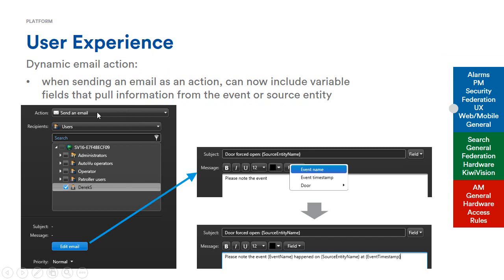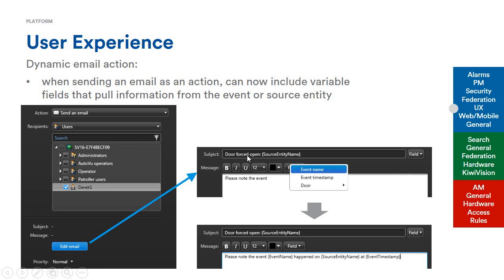So in this case, I'm setting up an event to action. I chose who the email is going to go to. And then here I have an edit email button. So what that pulls up is the subject and the message. We've got a few new graphical things we can do to really accentuate the email a bit more. But you'll see we have these little field drop downs here. And from the field we can choose a few different things.